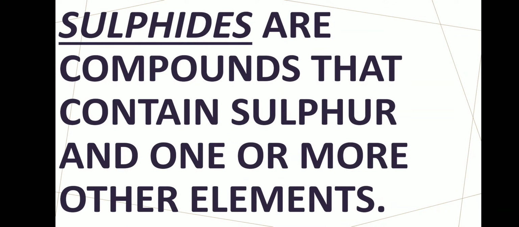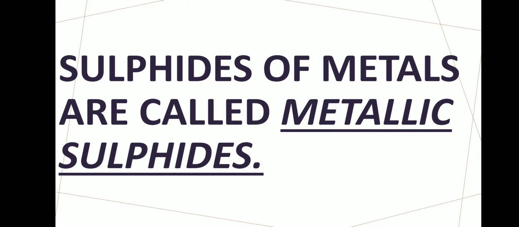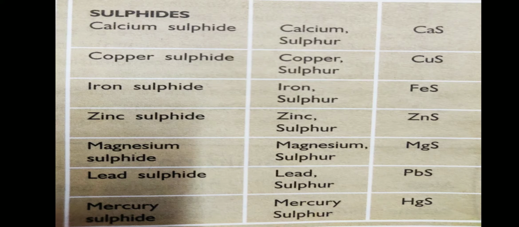Now let us see some other compounds. Sulfides are compounds that contain sulfur and one or more other elements. Sulfides of metals are called metallic sulfides. For example, calcium sulfide is made up of calcium and sulfur and is represented as CaS. Copper sulfide made up of copper and sulfur represented as CuS. Iron sulfide made up of iron and sulfur represented as FeS. Zinc sulfide made up of zinc and sulfur represented as ZnS and so on.